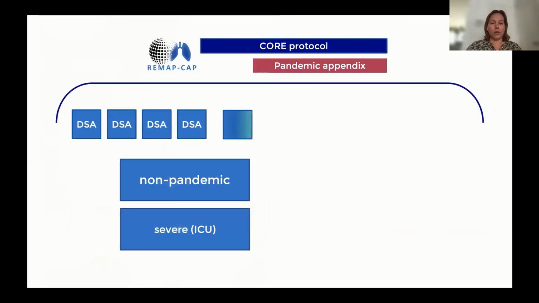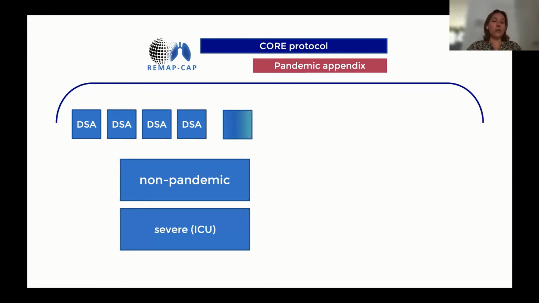So this is what the model does. As I said before, adaptive platform trials, including REMAP-CAP, and we're now moving towards REMAP-CAP, work under a master protocol that we happen to call the core protocol. And we actually also have a specific appendix of the protocol that describes the things, and this was done before the pandemic, that would change in a pandemic.